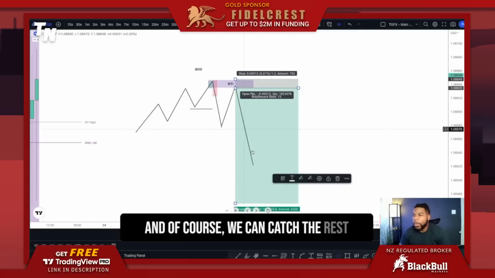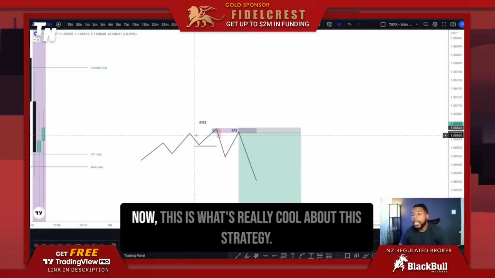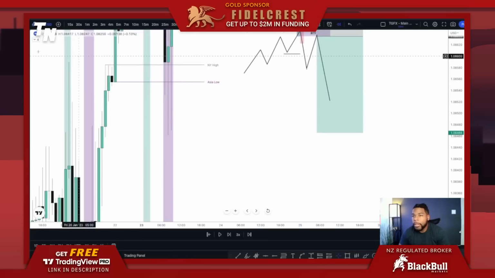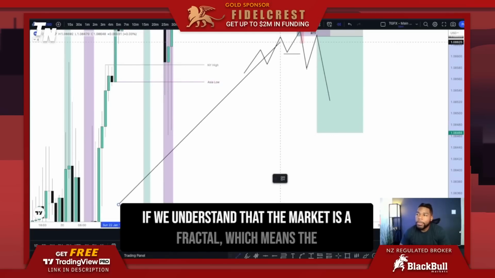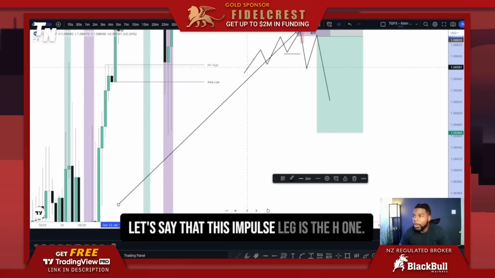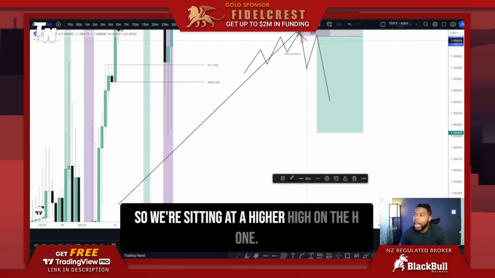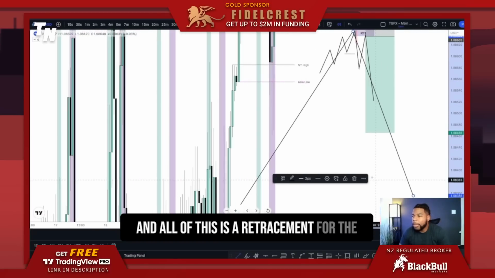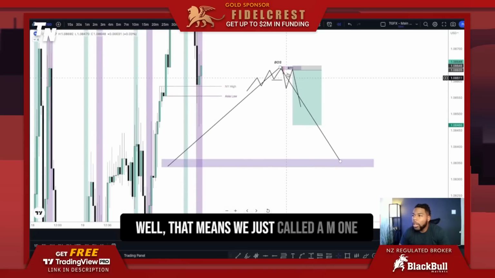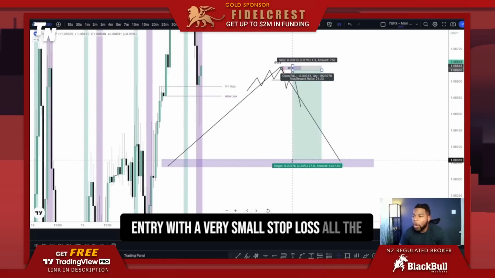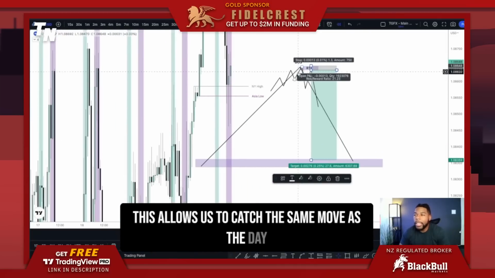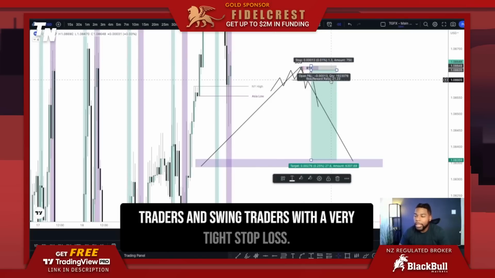And of course, we can catch the rest of the impulse with the higher time frame. Now, this is what's really cool about this strategy. Let's say that this was the 1 minute time frame, right? If we understand that the market is a fractal, which means the H1 time frame does the same thing as the M1, let's say that this impulse leg is the H1. So we're sitting at a higher high on the H1, and all of this is a retracement for the H1 to get back to an order block. Well, that means we just caught an M1 entry with a very small stop loss all the way back down to an H1 level. This allows us to catch the same move as the day traders and swing traders with a very tight stop loss.